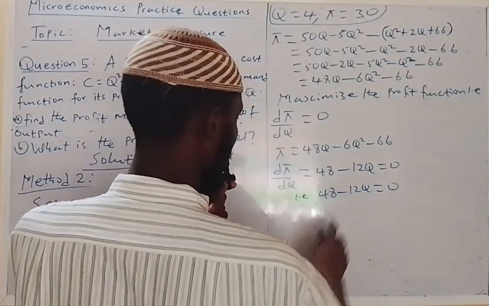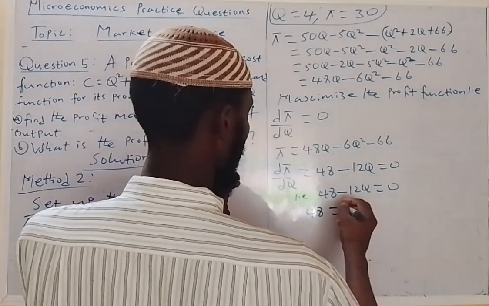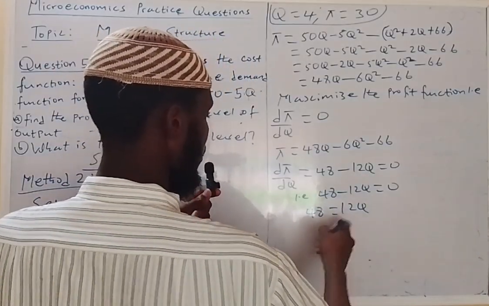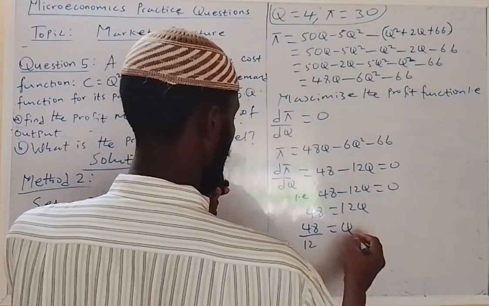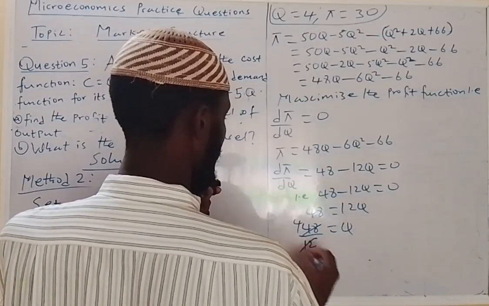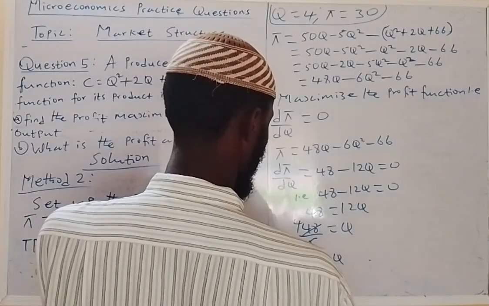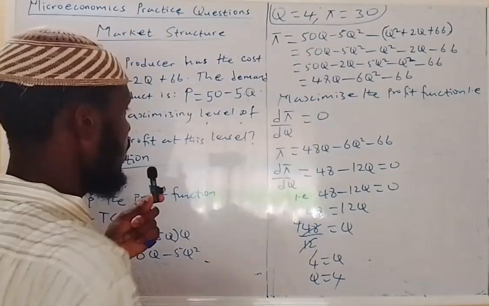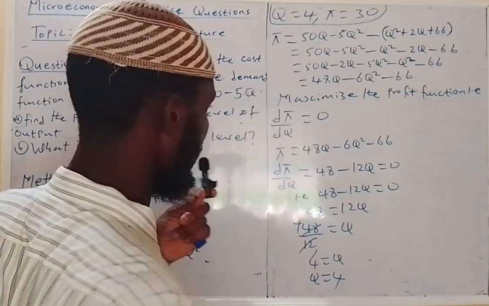Right, now let's collect the like terms. We have 48 equals 12Q. Then we divide both sides by the coefficient of Q. Therefore, we have 48 over 12 equals Q. 12 goes into 48 four times, so Q equals 4. This is equivalent to what we got in our previous video when we used the first method. This is the value of our Q.